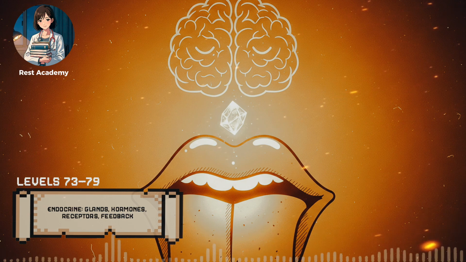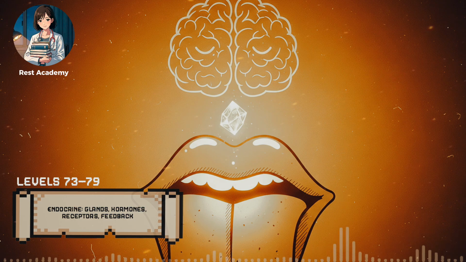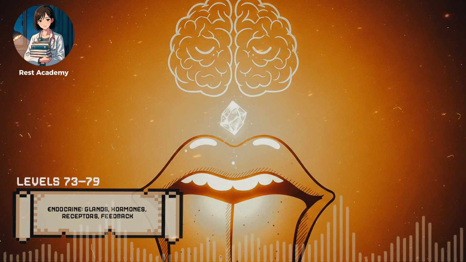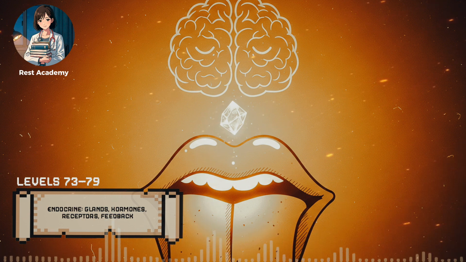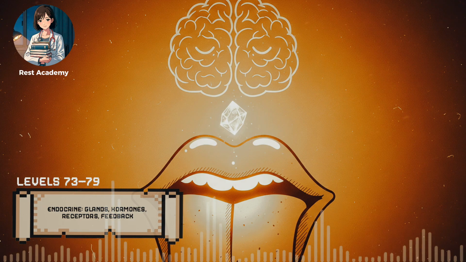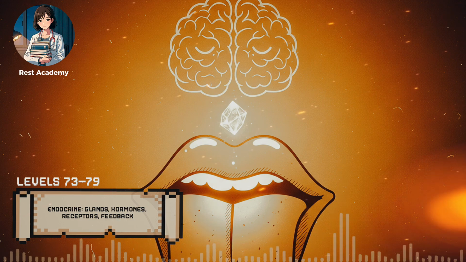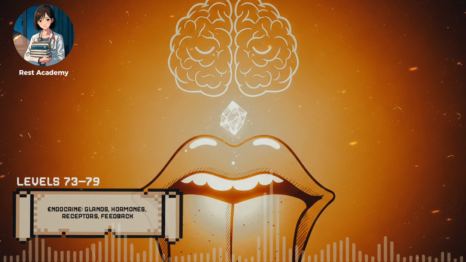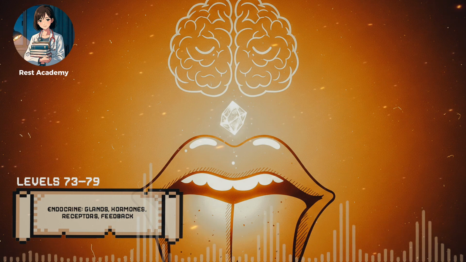The anterior pituitary secretes 6 key hormones: thyroid-stimulating hormone, TSH, adrenocorticotropic hormone, ACTH, luteinizing hormone, LH, follicle-stimulating hormone, FSH, growth hormone, GH, and prolactin. Each follows a regulated axis. TSH stimulates the thyroid, ACTH stimulates the adrenal cortex, LH and FSH target the gonads, GH promotes growth and metabolism, while prolactin supports lactation. The posterior pituitary stores and releases oxytocin and antidiuretic hormone, ADH, synthesized in the hypothalamus.